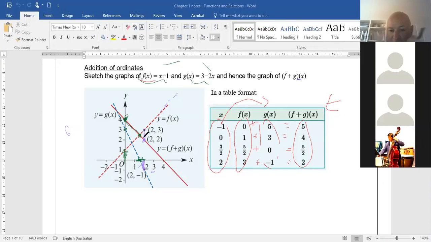If it's in a table format, it's pretty easy. Okay, I'll let you take some notes down, whatever notes you guys are taking. I'm pretty sure there's another example with this. Okay, I'll clear it.